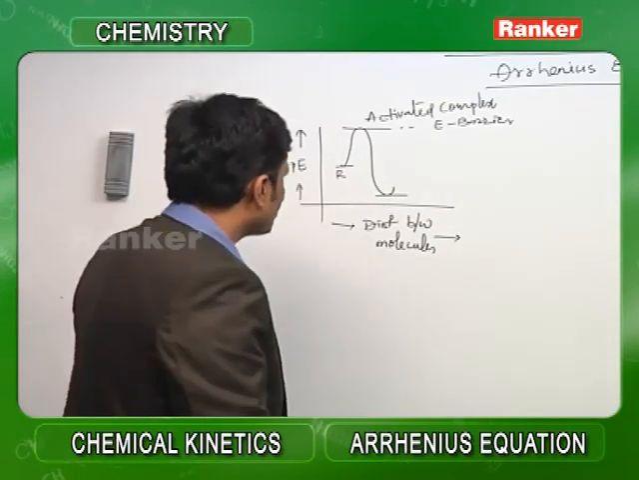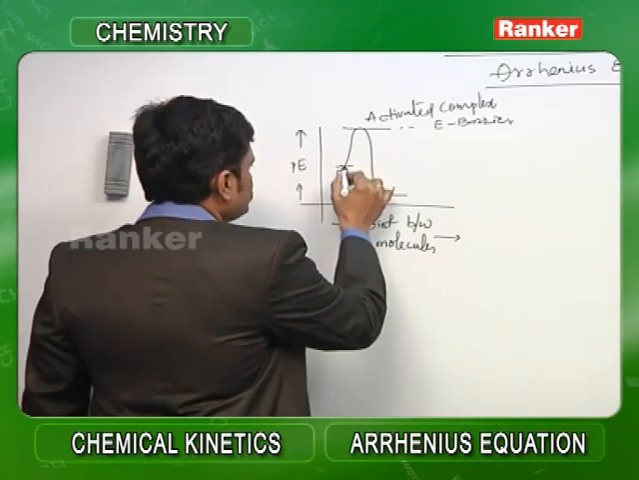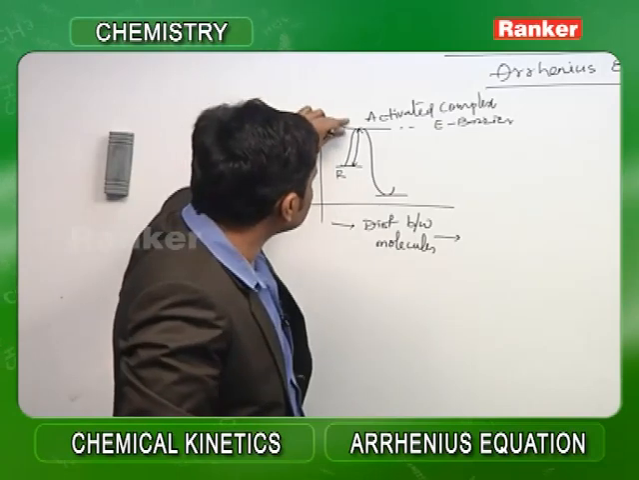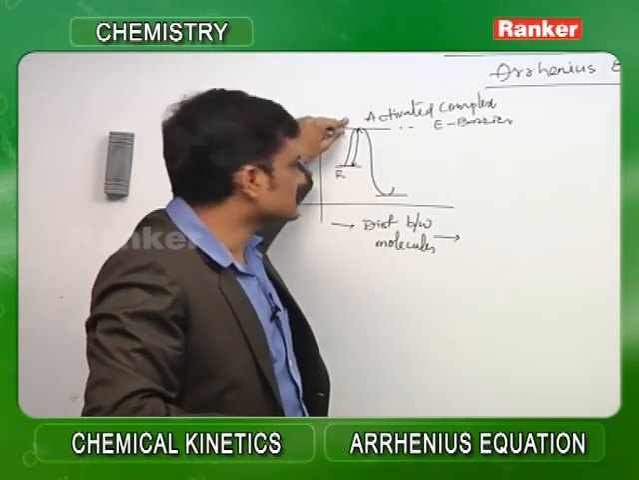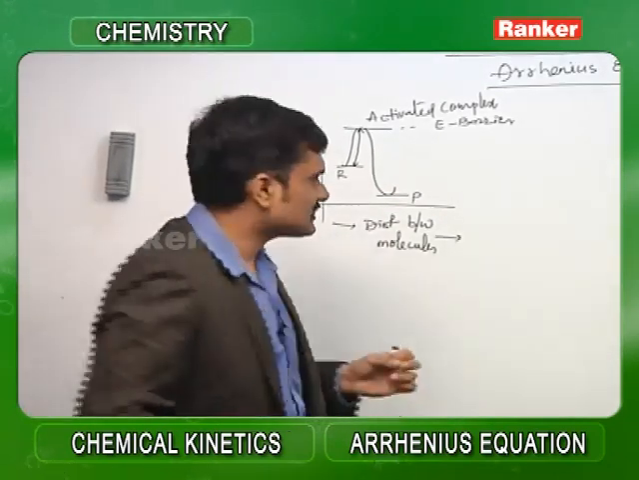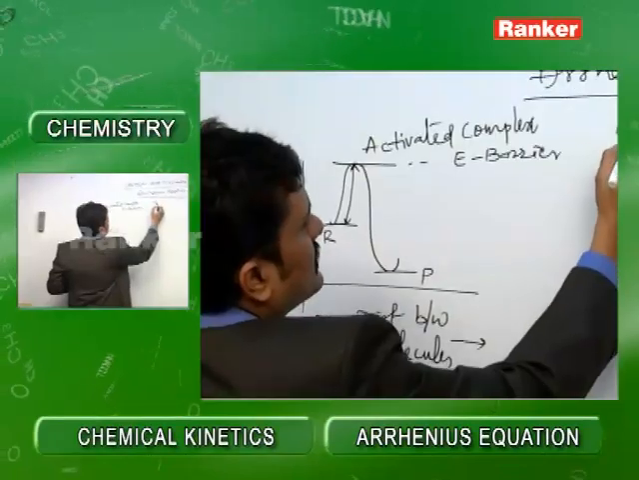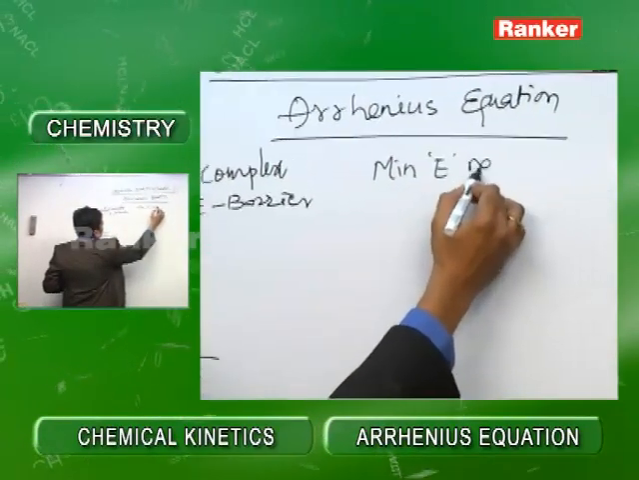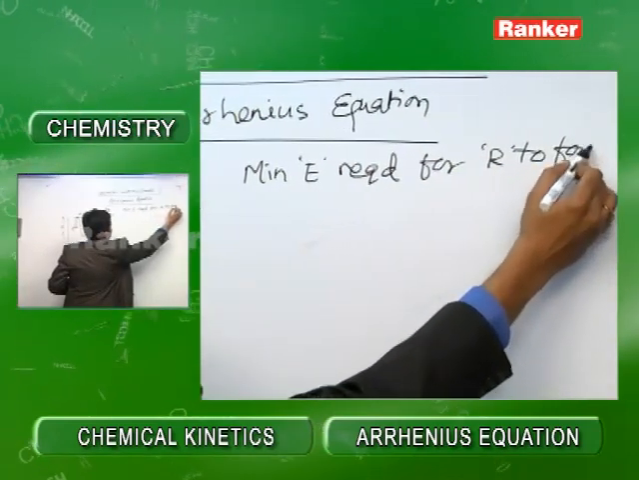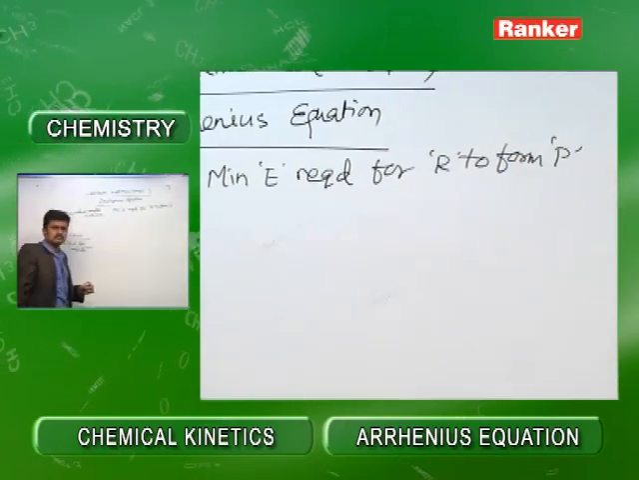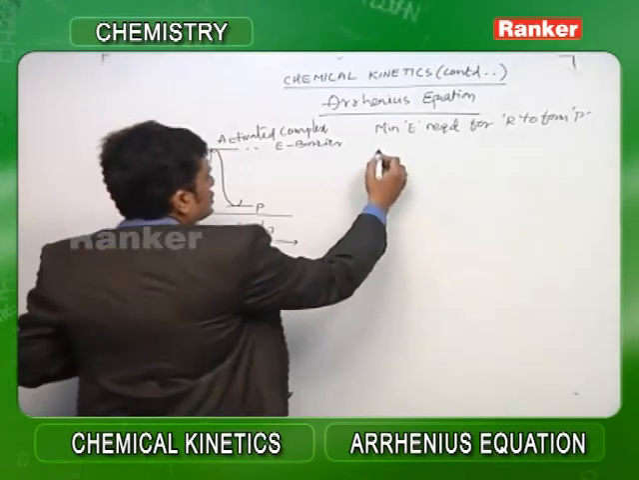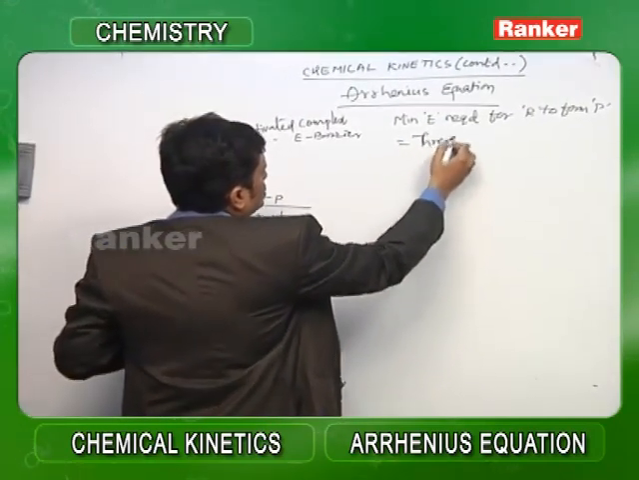So here we say that it requires a minimum of this much amount of energy for the reactant molecules to give rise to the product. What I mean to say is that there is some minimum amount of energy required for the reactant to form product, which you can find at the energy barrier, known as the cutoff energy or threshold energy.